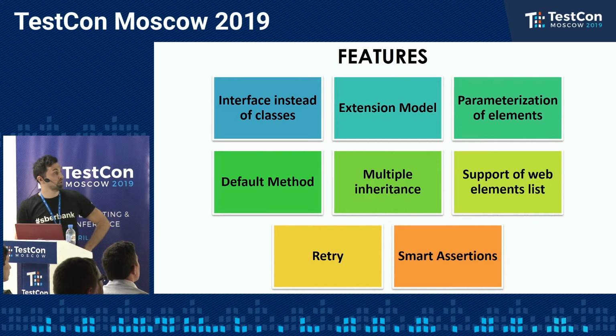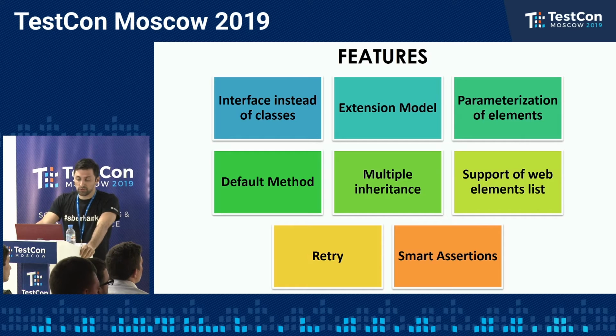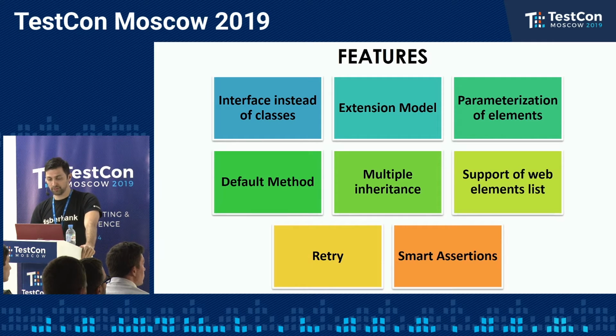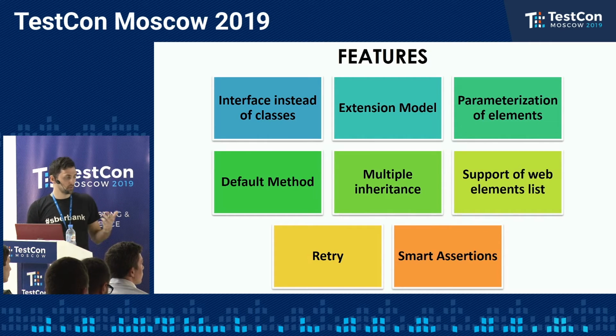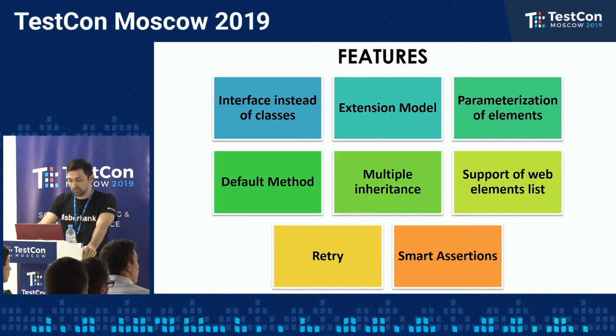So what options, what features do you have in this tool? You can try the new approach, interface instead of class. There are extension points. I will be talking about them in my presentation. There's a parameterized element for both modules, for IPM and WebDriver. There are default methods, multiple inheritance, and element list. When you automate a list, there's no list entity. And there's a built-in retry.